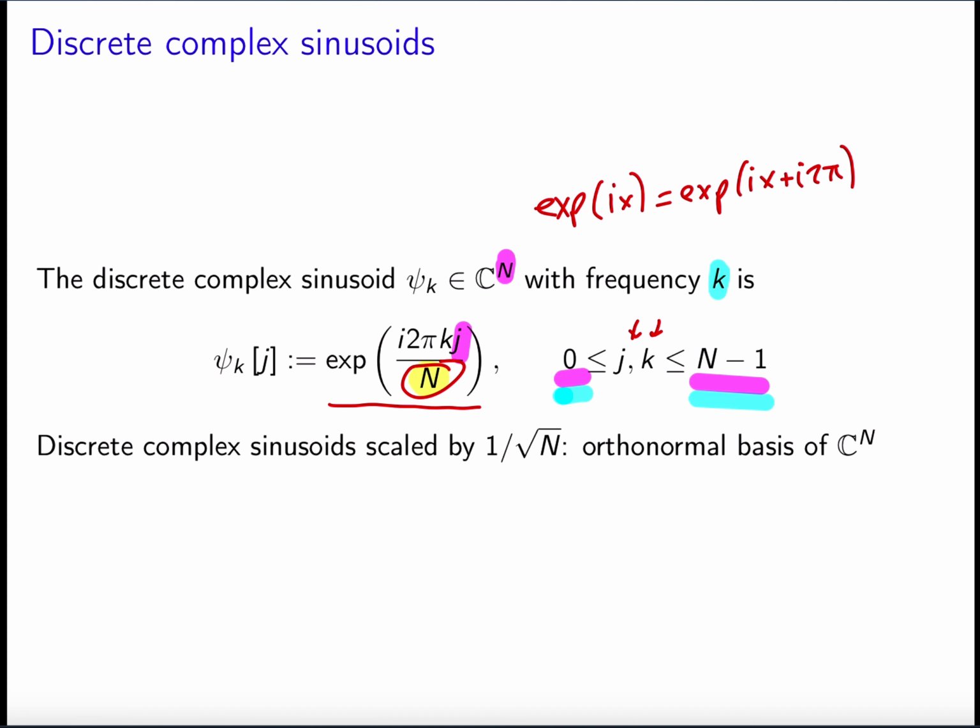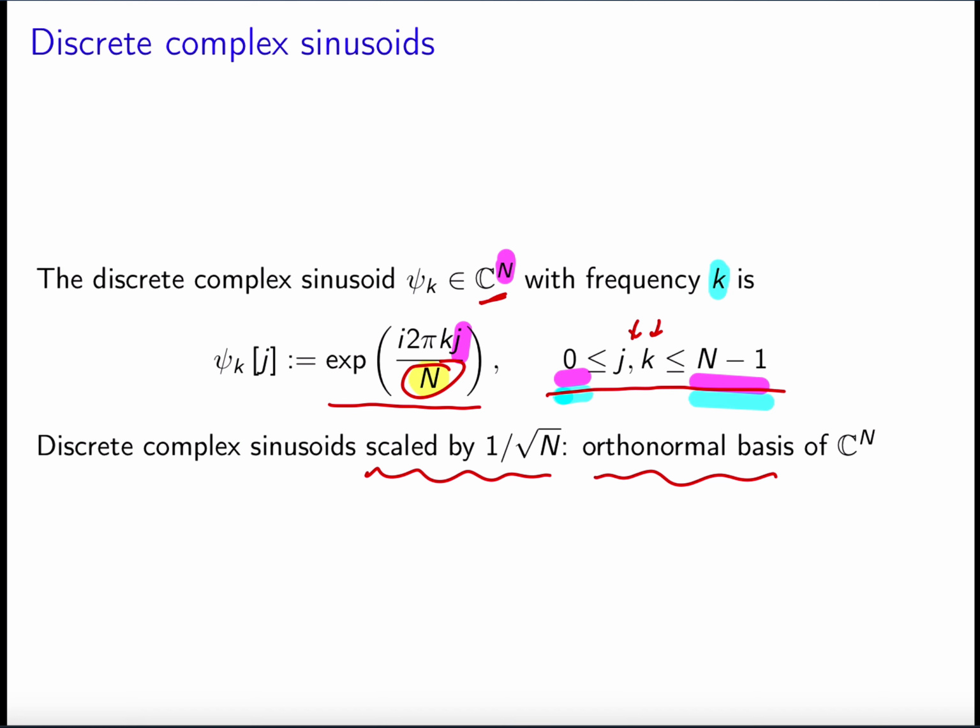But here I want to emphasize that we are looking at the case where j and k just go from 0 to n-1. Okay? So in that case we have n-dimensional vectors, and these are orthogonal and their norm is equal to square root of n. So if we scale them by 1 over square root of n, we get an orthonormal basis of n-dimensional vectors.